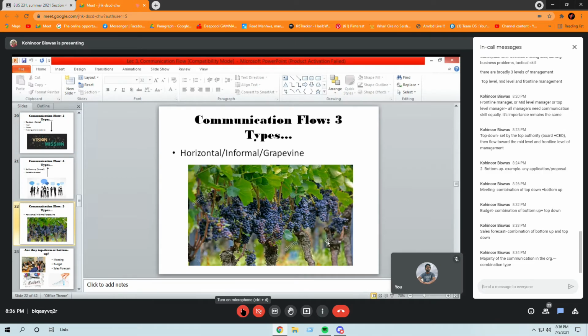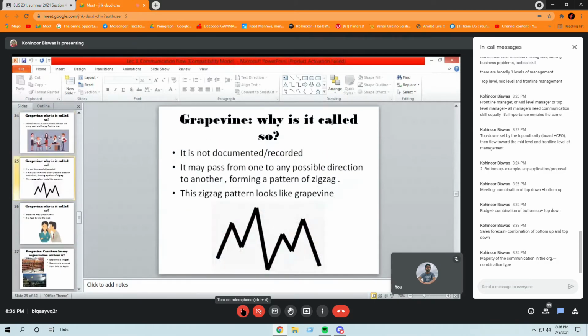In case of grapevine, how does it flow? That is the question, because we are learning flow of communication. Now, let's see. Obviously, when people are talking informally in a friendly way among colleagues, there is no record or documentation of it. Now, how does this information pass from one person to another person in the network? This information may pass from one person to any possible direction to another person, forming a pattern of zigzag.